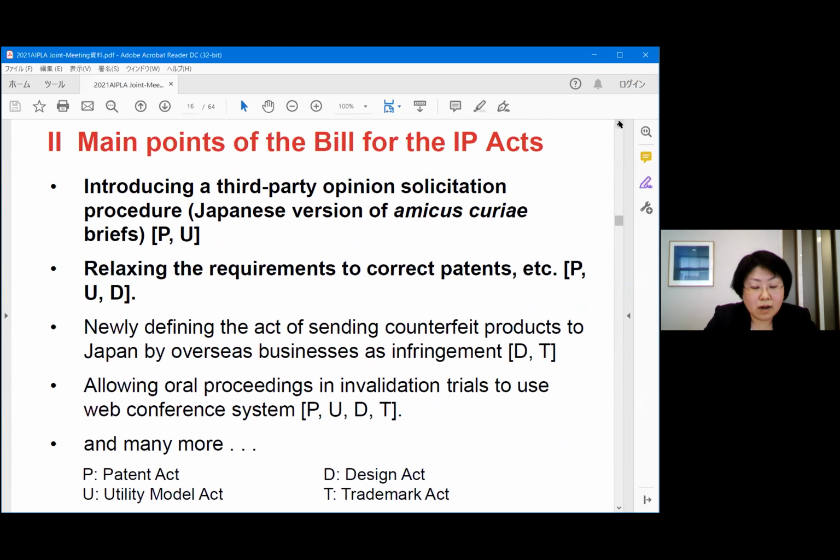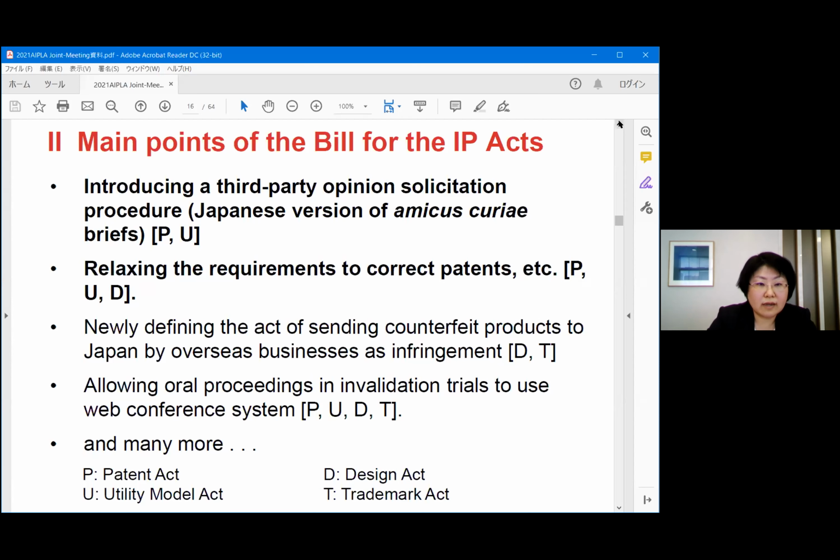In this bill, many relatively small points are revised, and out of many, I picked four points. You can see the capital P, U, D, and T. These are the IP Acts to which this revision applies. P means Patent Act, U utility model, D design, T trademark.